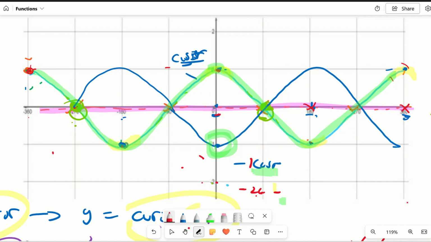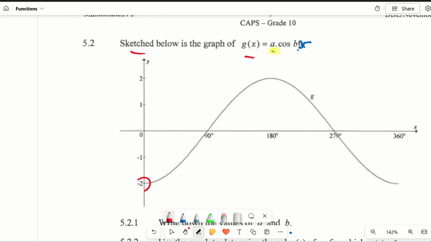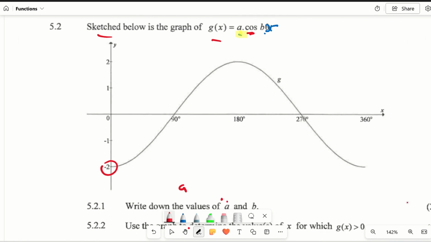So you must always know the graph of cos: if it crosses the y-axis on the positive side, the coefficient is positive. If it crosses at a negative, you know that the coefficient there will also be negative. Now let's go back to our diagram. Do you see that this is crossing at negative 2? It is a cos function. This will then tell you that your a is negative 2. Having established that the amplitude is 2, you check whether to put negative 2 or positive 2 there. If it crosses the y-axis at a negative, this becomes negative 2.